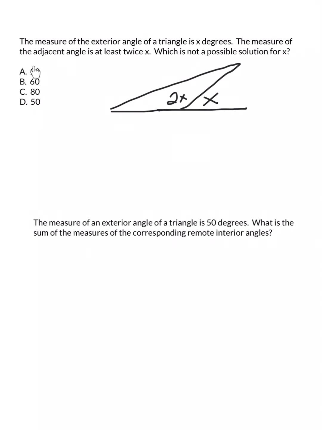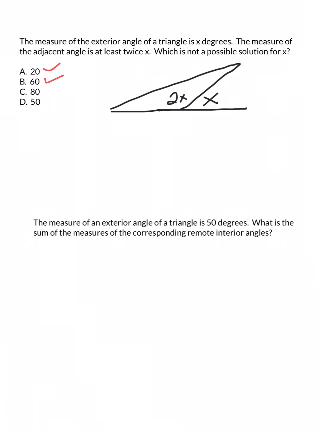So let's look at the answer choices. We have 20. If we replace x with 20, 2 times 20 gives me 40. If I add 40 plus 20, it is less than 180. So that is possible, because again, it would have to be at least twice x. If I replace x with 60, 2 times 60 would be 120. And 60 plus 120 does give me exactly 180. So B works out perfectly. So A works, B works.